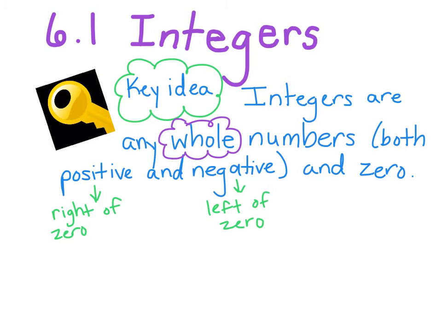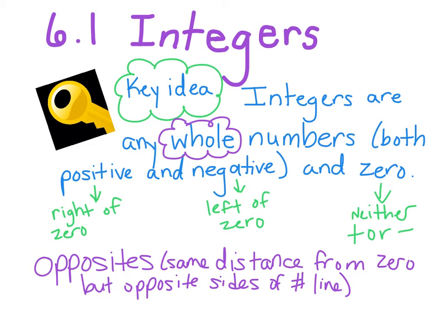And then 0 is also considered an integer, and 0 is kind of special because it's neither positive nor negative, so it's not positive or negative. And so we'll be using those terms.